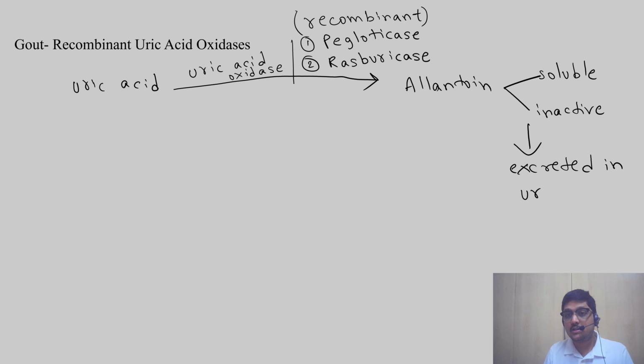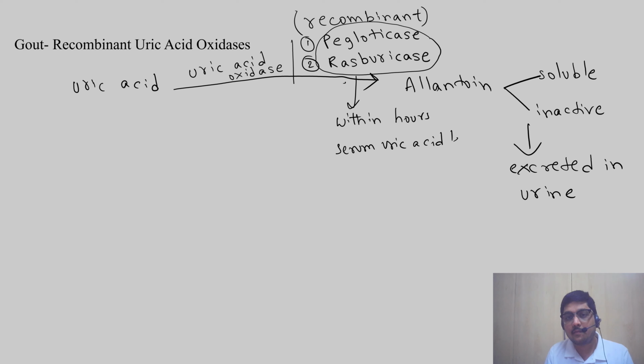Fine. How much time will these take to decrease the serum uric acid level in the body? Pegloticase and rasburicase, within hours, we can appreciate serum uric acid levels are decreased. Okay, then everything is nice now. So then why are these not recommended very commonly?